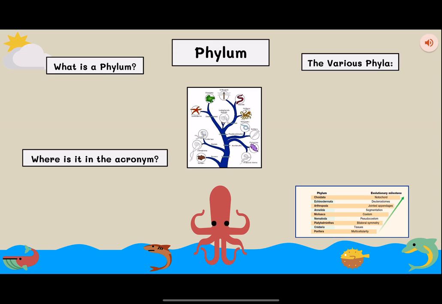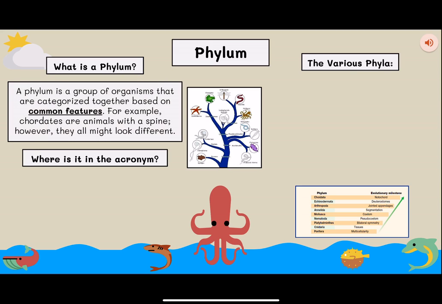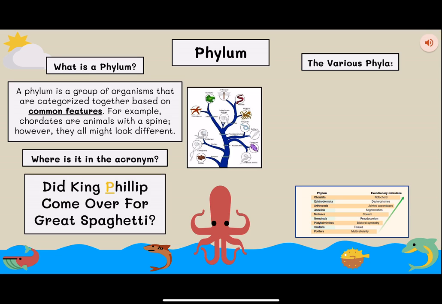The phylum or phyla. What is a phylum? A phylum is a group of organisms that are categorized together based on common features. For example, chordates or chordata are all animals with a spine. However, they all might look different. Where is it in the acronym? Did King Philip come over for Great Spaghetti? It is the P, or the third word in the acronym, since it is in the third level of the taxonomy pyramid. Here are some of the various phyla.